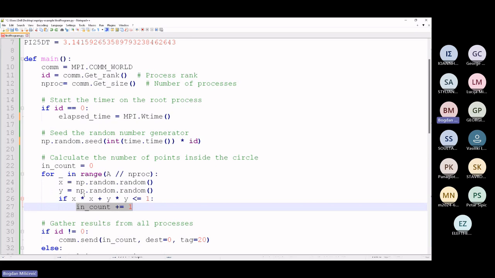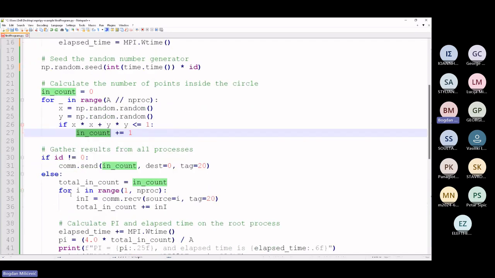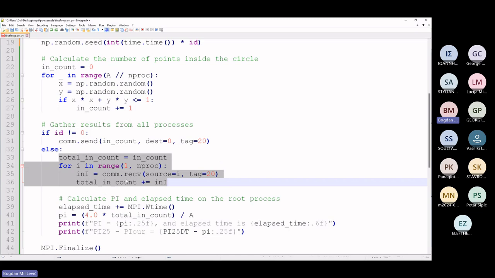Now, each of the processes has their own inside count. So one process could have, I don't know, 300, the other could have 700 points inside, and so on. So we should merge all of this together. We should add all of this together, and we already saw that before. So if we are not the zeroth process, we are sending our count, the points that we counted that are inside. And if we are the zeroth process, we are performing the other calculations.